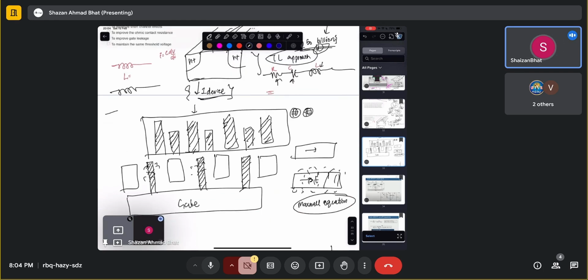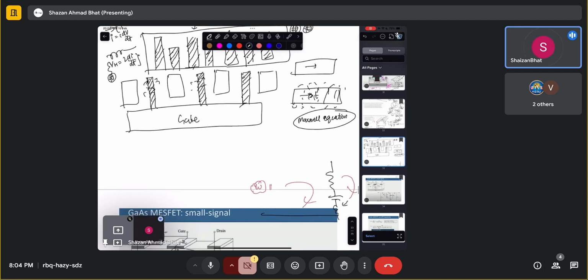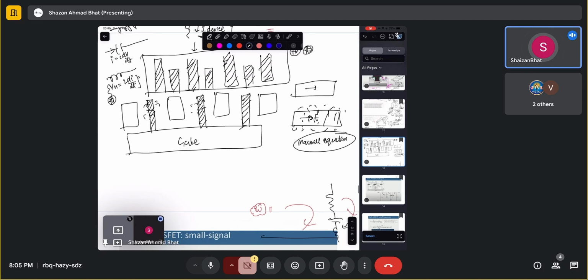And what is that inductance effect? Just like for a capacitance, the current through the capacitance is C dV by dt, the voltage across the inductance is L di by dt. So what is going to happen is that you will have a certain type of effect where you have to take the inductances into account.